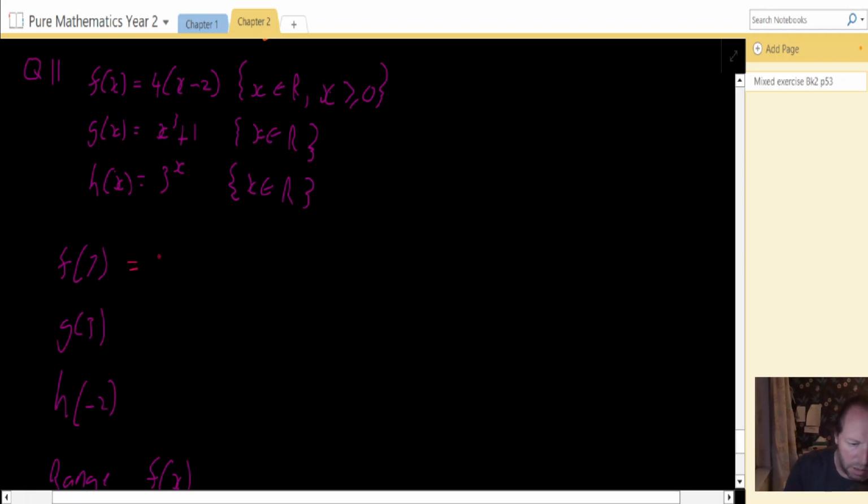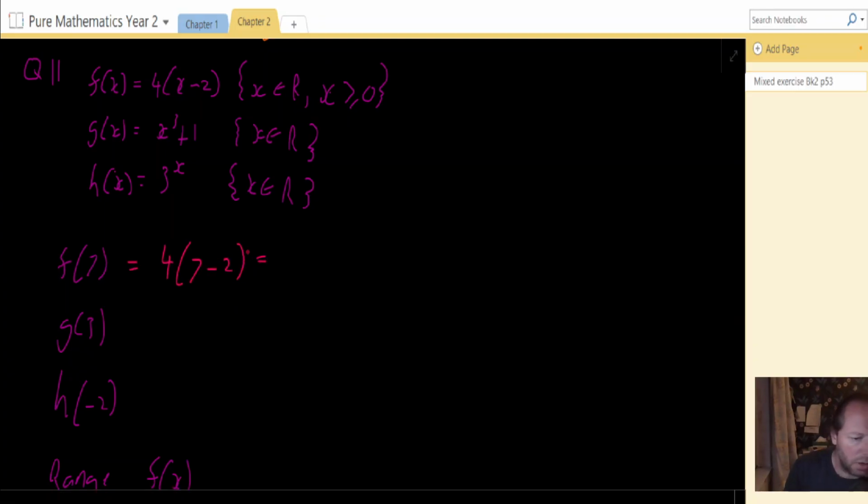So we can simply do 4 times 7 minus 2, substituting in the 7. That's 4 times 5, which is 20. Then g of 3. g of x is x cubed plus 1, so 3 cubed plus 1, which is 27 plus 1, 28. Good. And h of minus 2, so that's going to be 3 to the power of minus 2, the same as 1 over 3 squared, which is equal to a ninth.